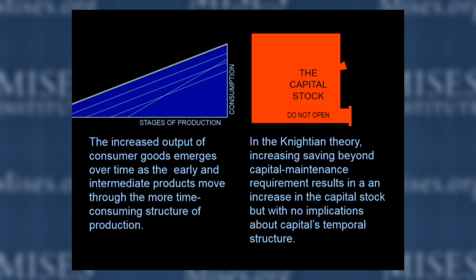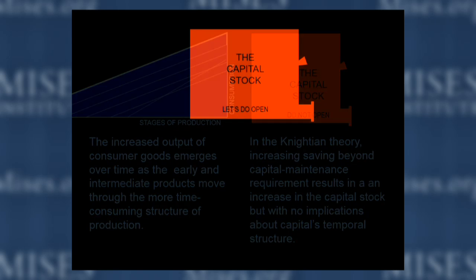Okay. Yeah, those are big jumps, okay? So the increased output of consumer goods emerges over time as the early and intermediate products move to the more time-consuming structure of production. In the Knightian theory, increasing savings beyond capital maintenance requirements results in an increase in capital stock, but again, no implications about the saving.